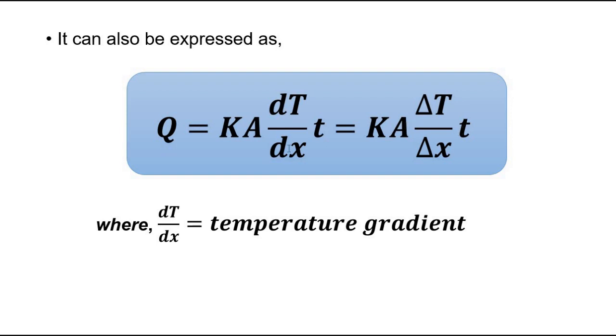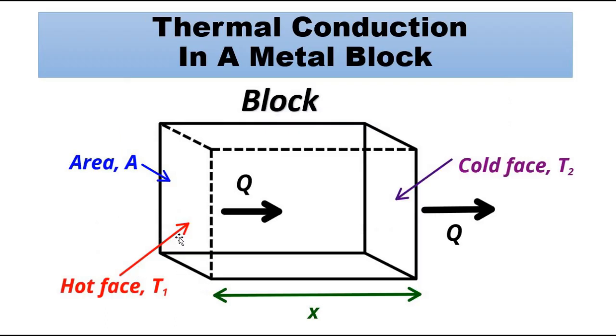Now if you remember, dt by dx is nothing but the temperature gradient, which we discussed in the previous video: the rate of change of temperature with respect to distance. Here there is another interesting thing. If we consider the direction of heat flow from the hot face to the cold face, as we move away from the hot face towards the cold face, temperature is decreasing, because heat flow always takes place from a higher temperature to a lower temperature, from the hotter side to the comparatively cooler side.